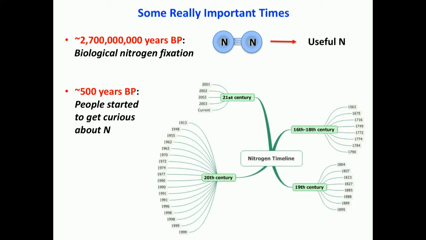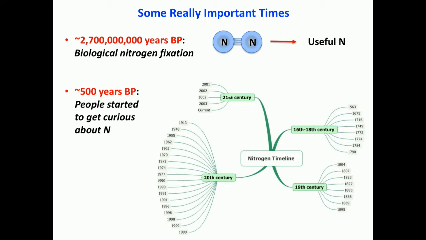That's when the best evidence in Canfield's Science paper was when biological or some process, microbially mediated, converted N2 to reactive nitrogen. And then about 500 years ago, scientists, mostly in the 18th and 19th centuries, learned how nitrogen, well, first of all, exists and how it cycles around through the microbial systems, nitrification, denitrification. Great advancement. The little spaghetti diagram there is an interactive timeline that we've developed through the International Nitrogen Initiative.